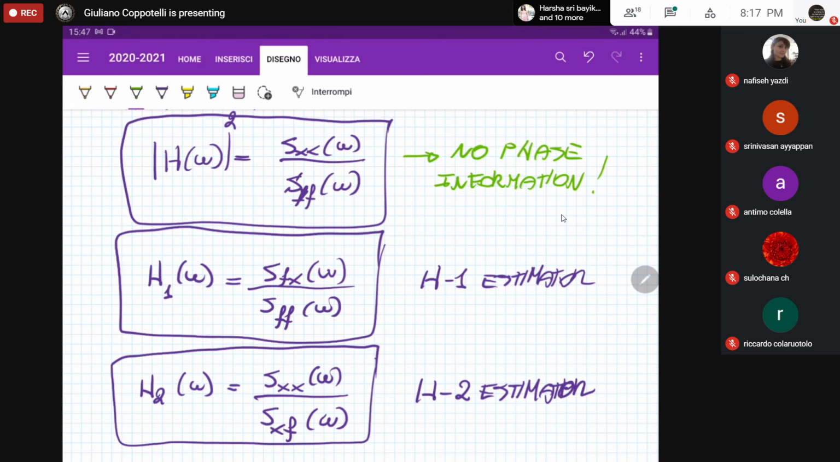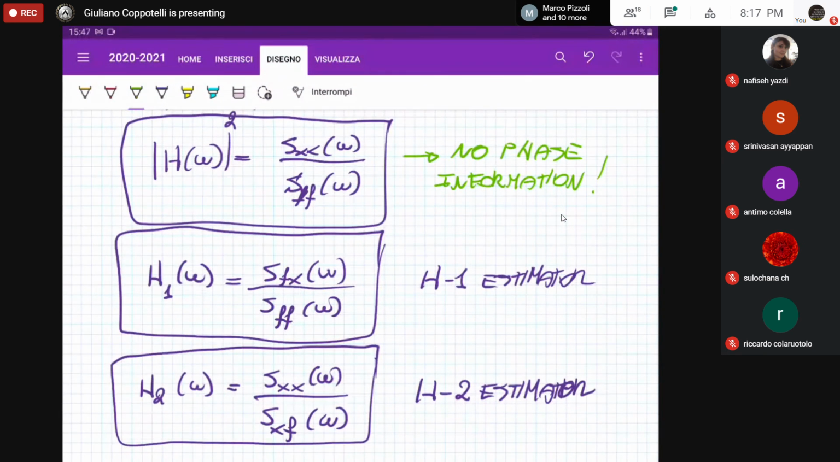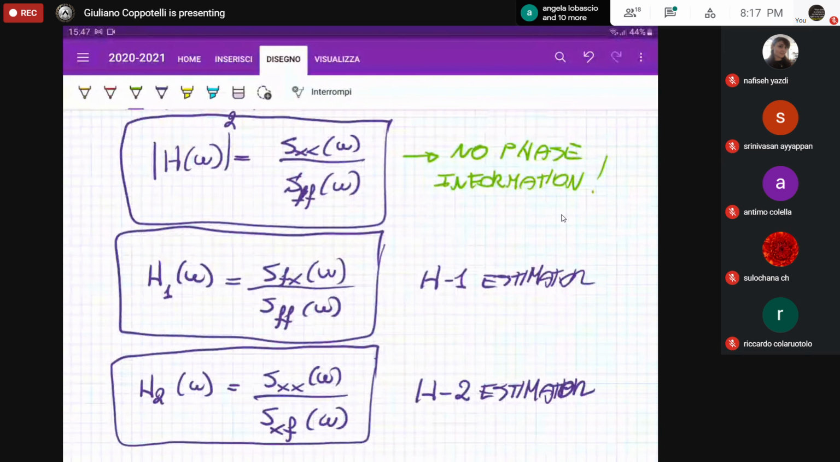So this estimate using the ratio between the auto power spectral density of the output and the input is missing one important part, that is the phase information. So you can't have the whole frequency response function, but just the amplitude of it. On the other side, the H1 estimator and H2 estimator are giving me the full information on the frequency response function, that is the frequency response function as a complex function.